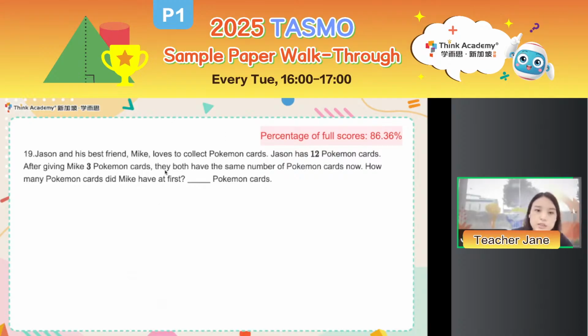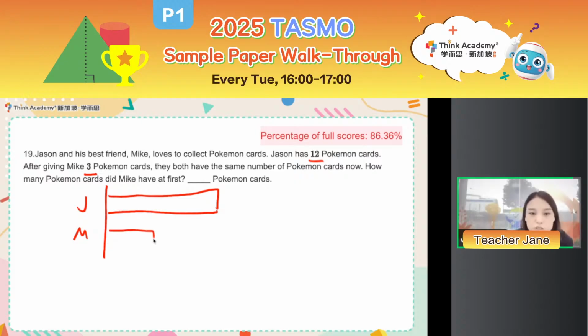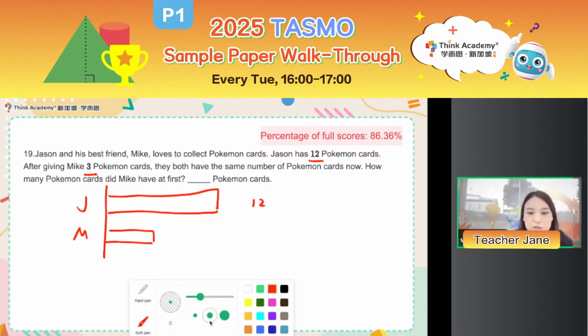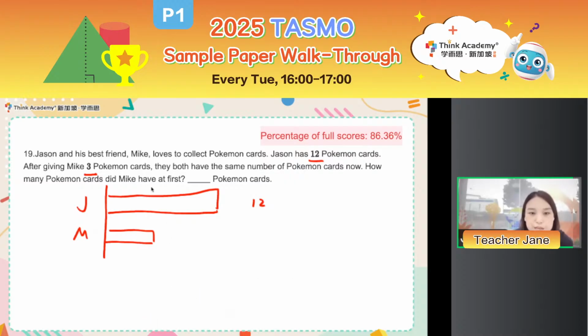So let's focus on this question first. Jason and his best friend Mac love to collect Pokemon cards. Jason has 12. After giving Mac 3 Pokemon cards, they both have the same number. Okay, so we can see Jason has more than Mac, right? So when we are drawing the bar model, we need to draw a longer one for Jason, and then a shorter one for Mac. Label this 12. And then we also know Jason gave Mac 3.